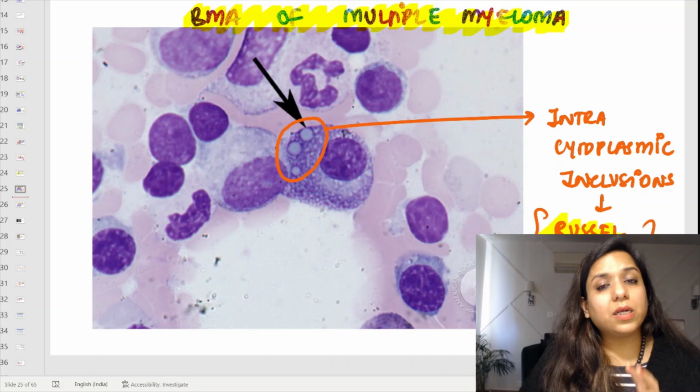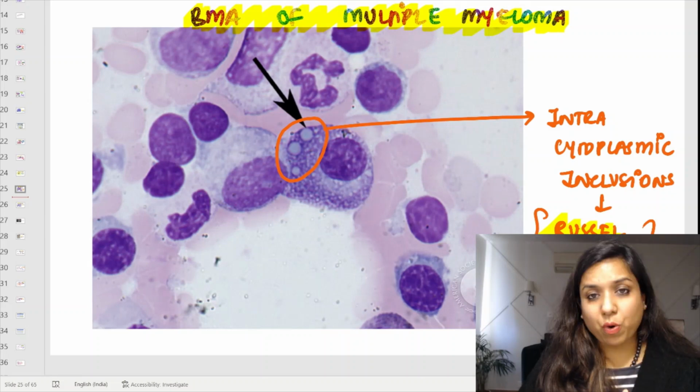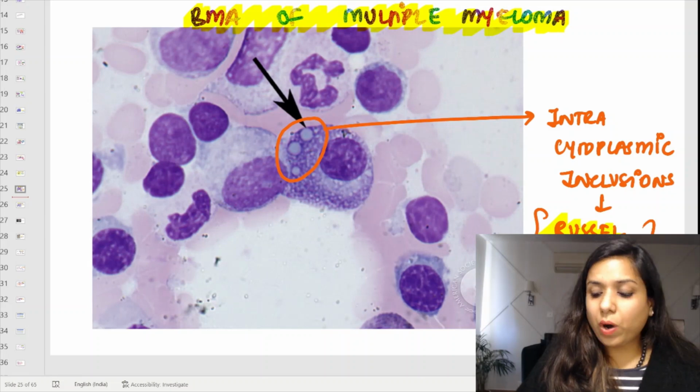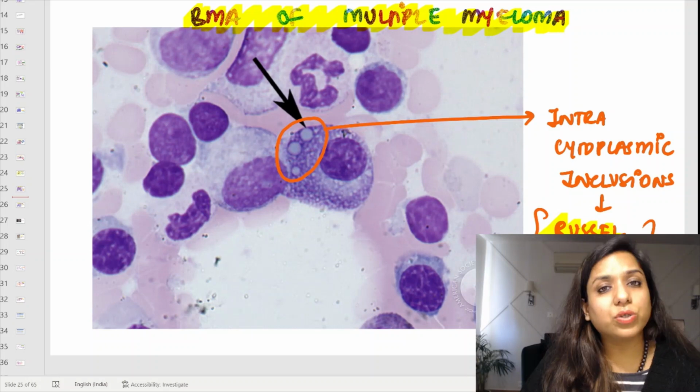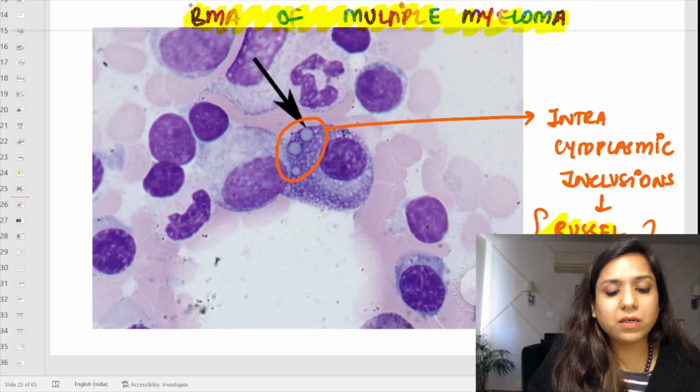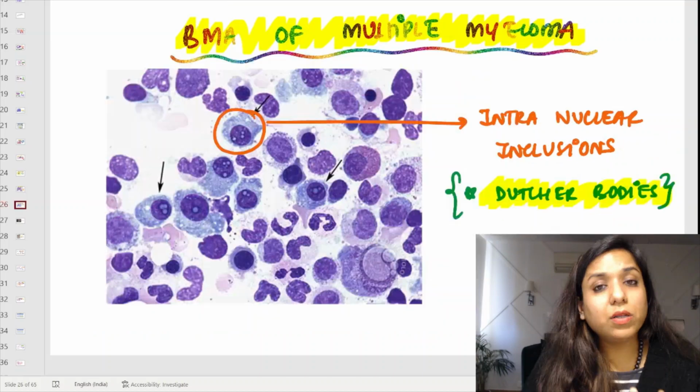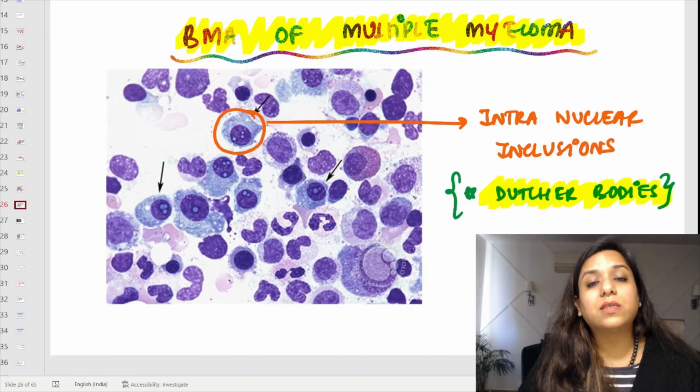Next, students, in multiple myeloma, you will see two types of bodies also. One is called a Russell body. What is a Russell body, students? It is an intracytoplasmic inclusion. Can you see here in the cytoplasm, some inclusions are seen? These droplets are seen. So these inclusions are basically called Russell bodies. Whereas if these inclusions are present in the nucleus, these are called Dutcher bodies, right? Can you see inclusions in the nucleus? They are called Dutcher bodies.